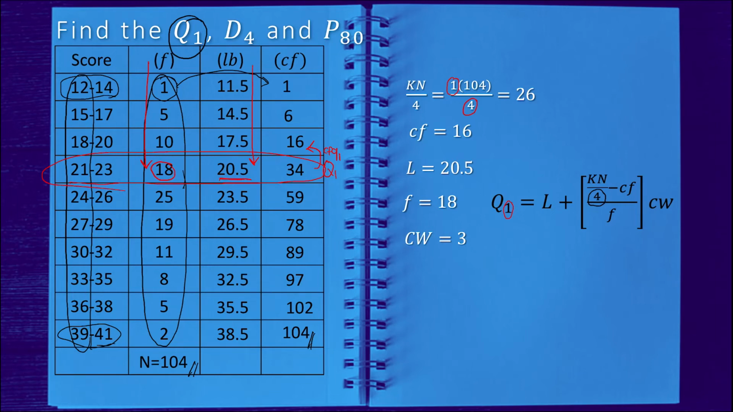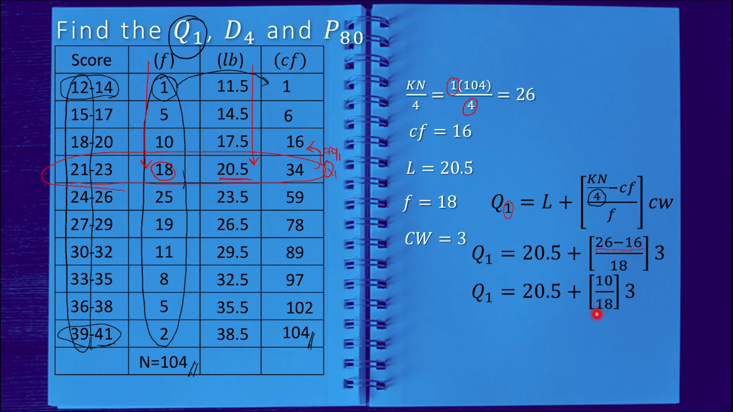After po natin makuha lahat ng values na yan, pwede na tayong mag-substitute sa formula. That is 20.5 plus the quantity of 26 minus 16 all over 18 times by 3. Una po ulit gagawin, subtract natin yung nasa numerator. 26 minus 16, that is 10. 10 divided by 18 times by 3.